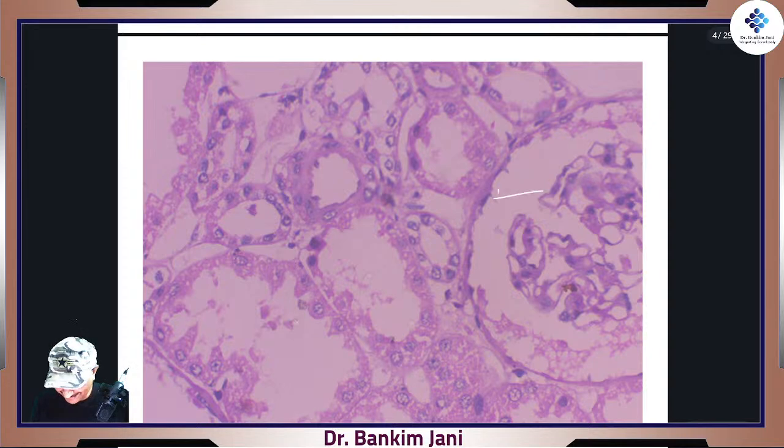Right? So this is Bowman's capsule. And these are the tuft of capillaries, group of capillaries.